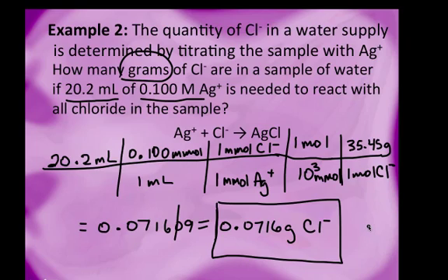You just work out a t-table, starting with the volume and the molarity of something that you know, and then you work it through to get your mole ratio to the thing that you don't know. And we're going to have lots of practice at this. Good luck.